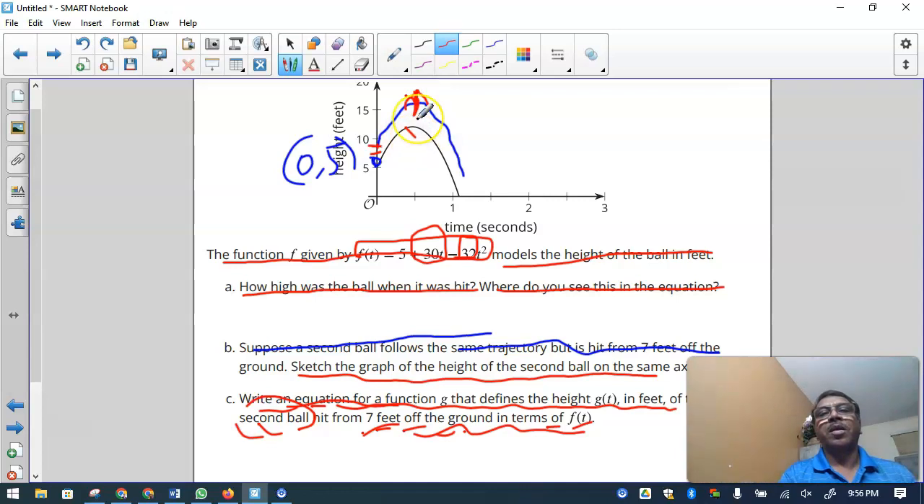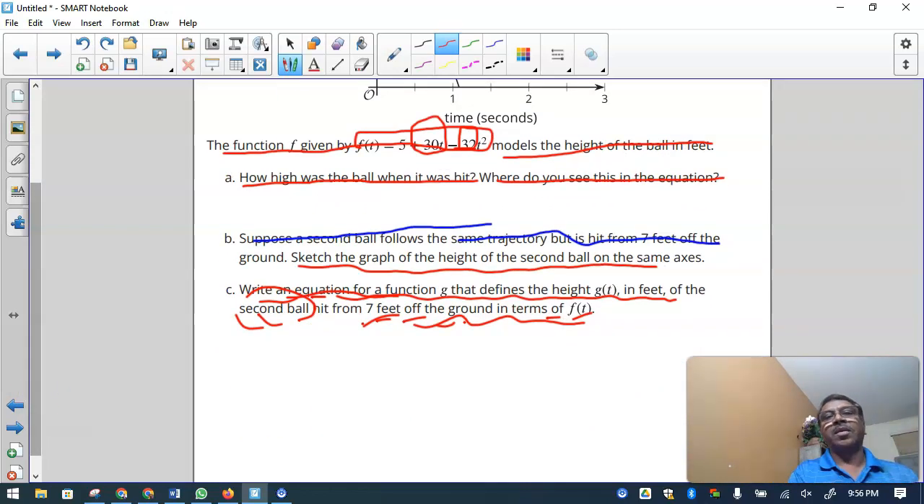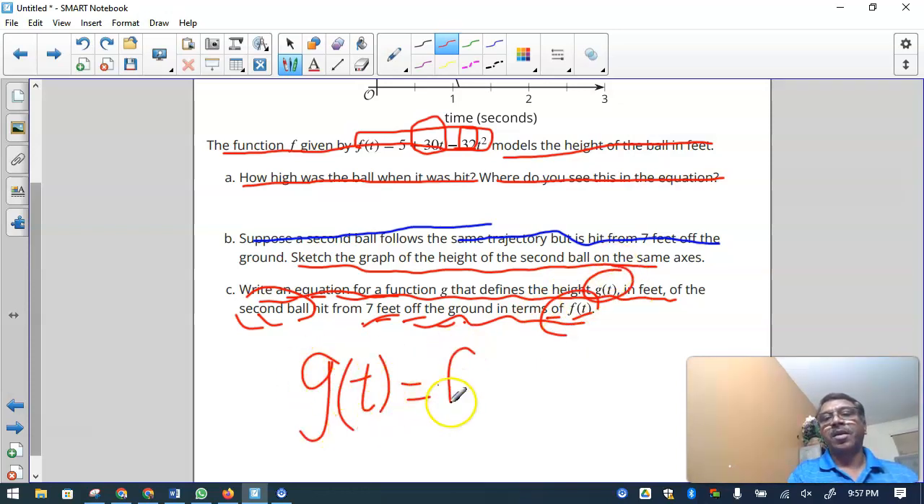This point goes up 2 feet. So every time, whatever the height of the original was, it goes up 2. So what you have to do is write down here the second part. The second part is given by g of t. So g of t is the original f of t, and you add plus 2.